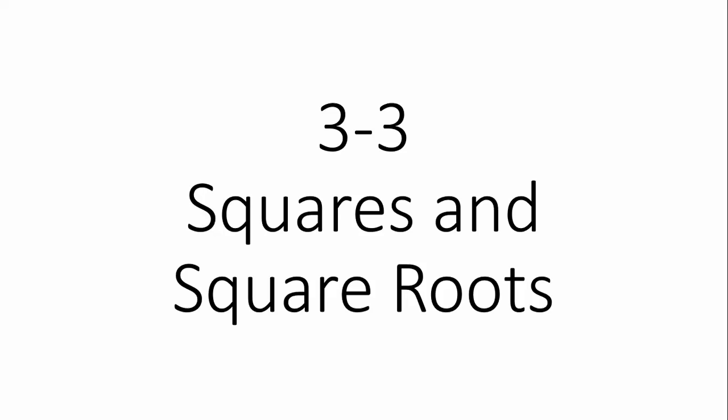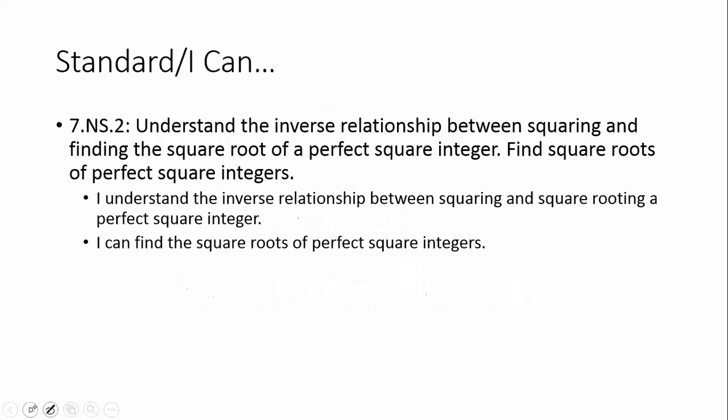Section 3 in Unit 3 is titled Squares and Square Roots. Standard 7 NS2 is being able to understand the inverse relationship between squaring and square rooting a perfect square integer, and also that you can find the square roots of perfect square integers.